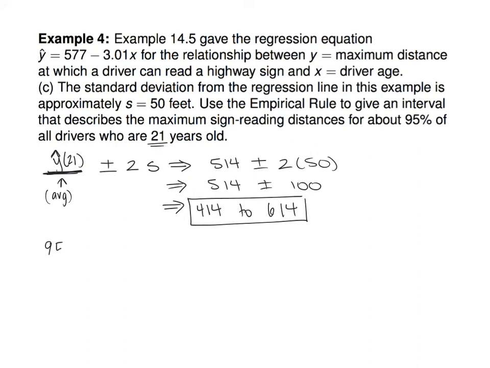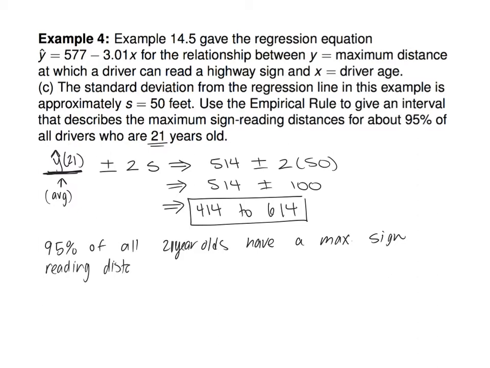And so 95% of all 21-year-olds have a maximum sign reading distance between 414 and 614 feet. So you'd be unusual if you fell outside of that interval, but within that interval, you're within the average, what we'd expect.